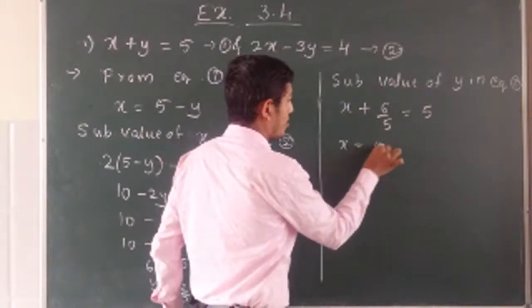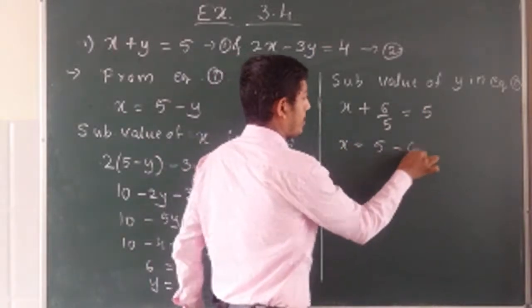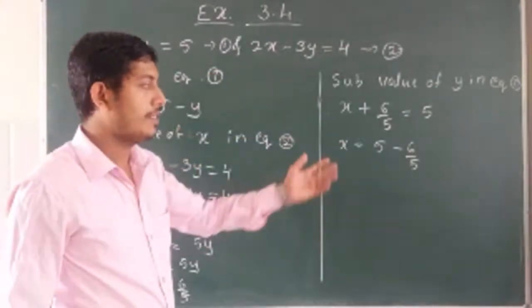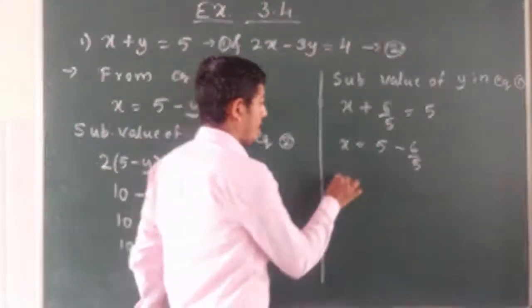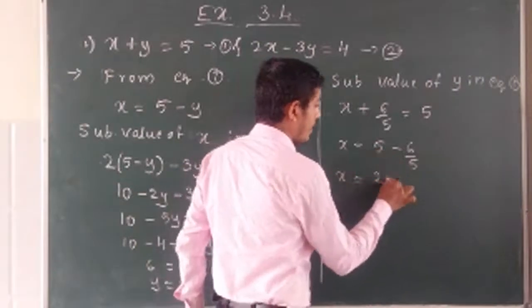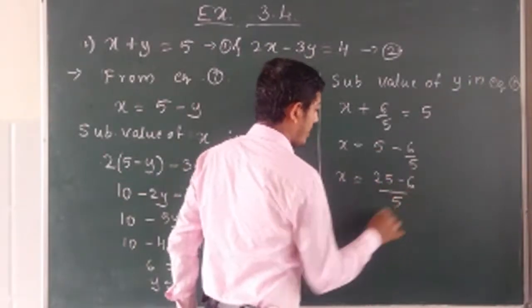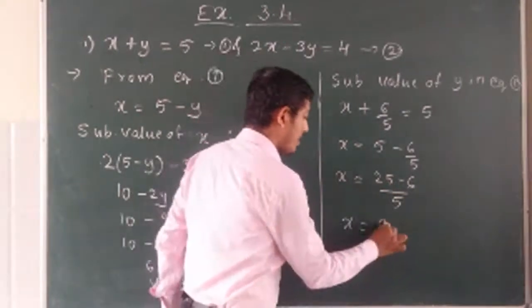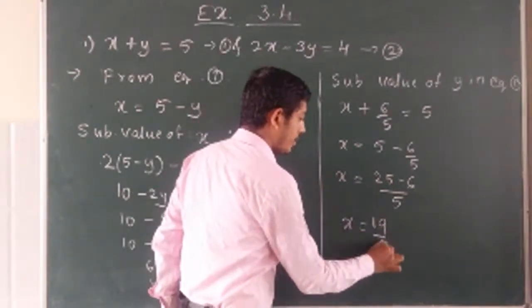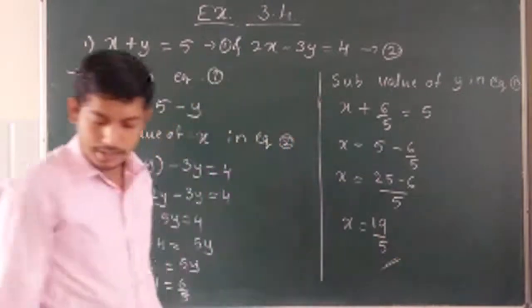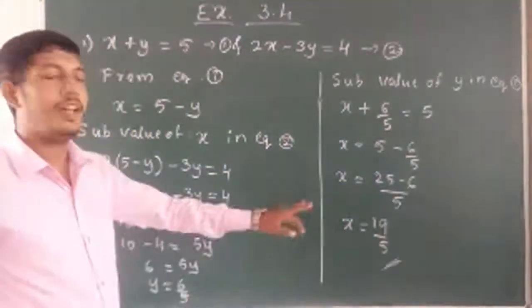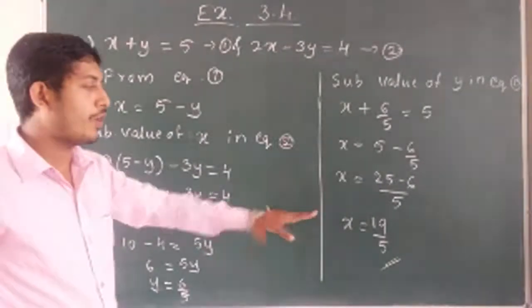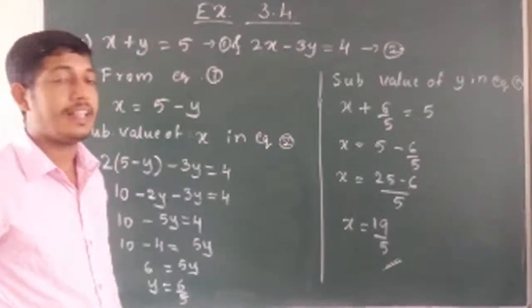Then x equals 5 plus 6y becomes minus 6y. LCM is 5. So that x value becomes 5 fives are 25 minus 6 by 5, and x equals 25 minus 6, it becomes 19 divided by 5. That is the value of x here, 19 by 5. So in the elimination method also we got the value of x as 19 divided by 5.